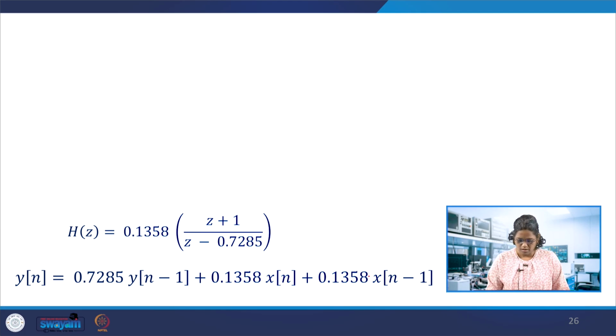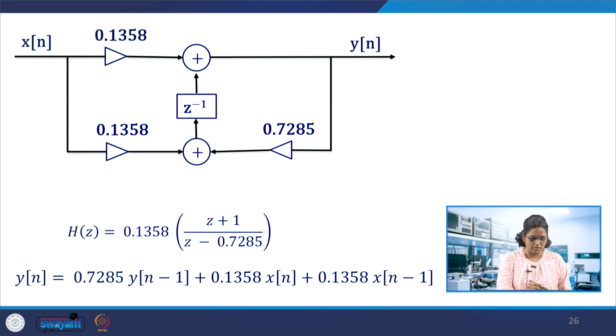So we get 0.7285 and 0.1358 for x of n and x of n minus 1, both the cases. If we draw the structure from it: x of n times 0.1358, 0.1358, and 0.7285 delayed. So these are the two coefficients over here, b0 and b1, and this is a1 here, 0.7285. The structure would look like this. So we can go for the Verilog module to generate these characteristics.